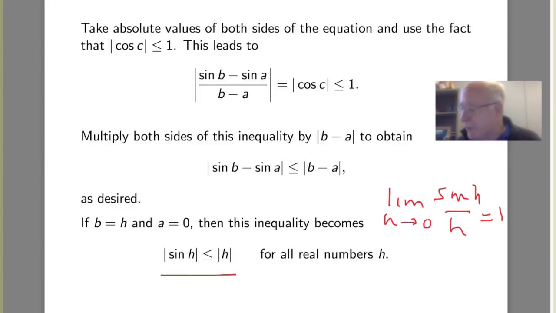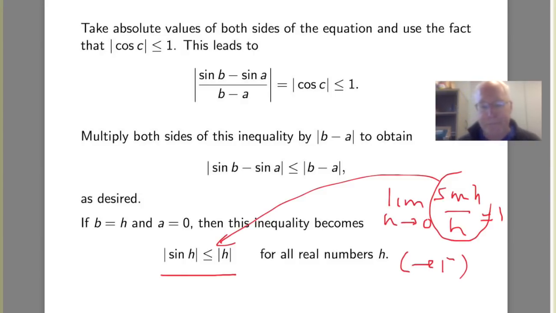And evidently this thing is approaching 1 from the negative side, because the numerator is evidently never bigger than the denominator. So this fraction is always less than 1.